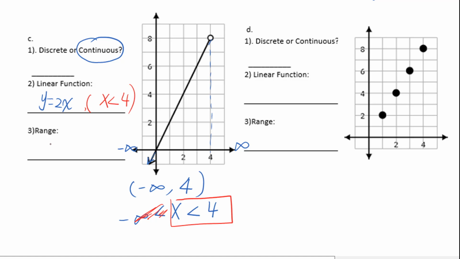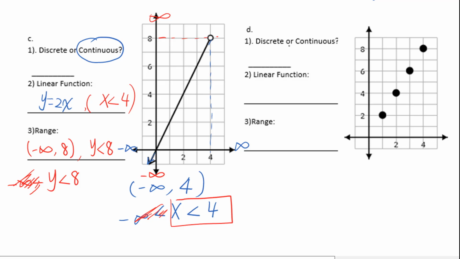For the range, this is positive infinity, this is negative infinity. We don't have a very bottom point. We do have a very top point, which is 8. So we can write down from negative infinity to 8, open parentheses. Or you can write it this way: negative infinity less than y less than 8. Cross this out. You will get y less than 8.